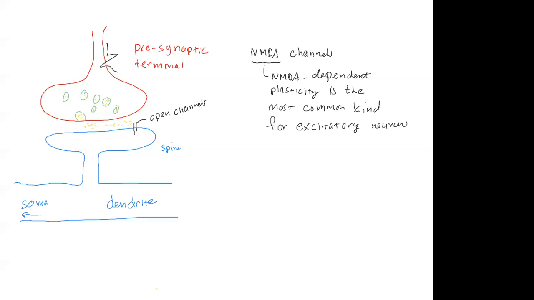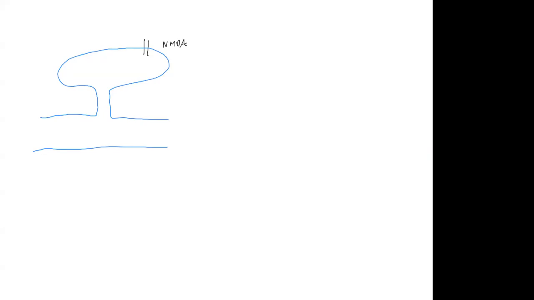Okay. And we're going to look for a few minutes at the implications of this and what it predicts as far as changes in synaptic strength go. So let's just remind you of what that was. So we'll draw our postsynaptic spine, we'll draw it pretty big. And so if this is our NMDA channel, there is a magnesium block.